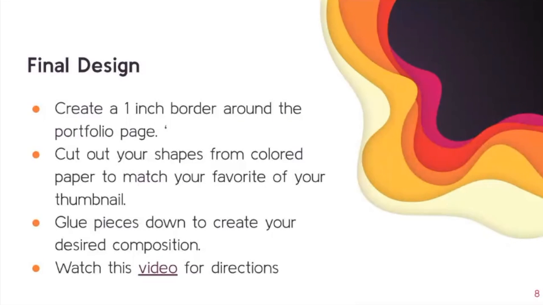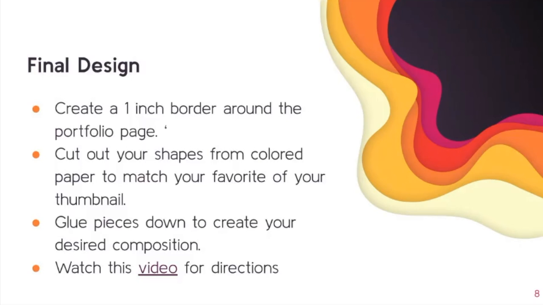Then we're not going to do a rough draft for these because it's just cutting the construction paper and kind of letting whatever happens in that stage. So on your final design piece of paper from your portfolio, you're going to create a 1-inch border around the portfolio page. When you are ready to add more information, you're going to cut out your shapes from your colored paper to match whatever thumbnail you are trying to replicate.